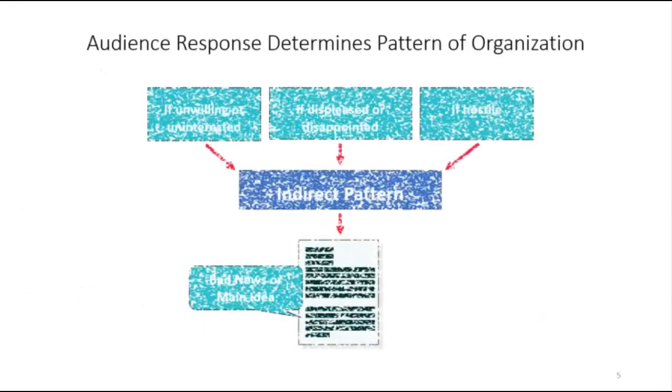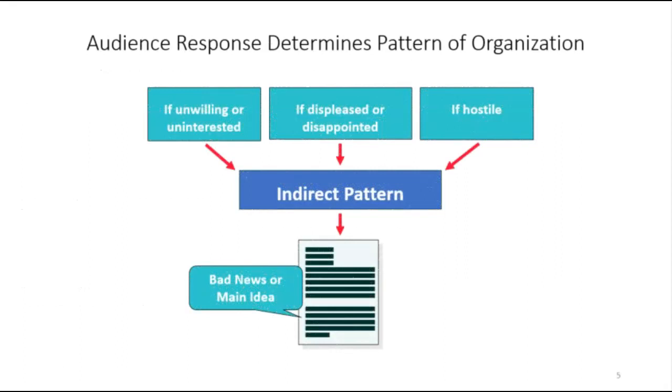But sometimes writers have to take an indirect pattern approach. An indirect pattern announces the good news at the end of the letter instead of at the beginning. And the reason for this is because the writer wants the reader to be receptive to the information being offered. An indirect approach should be used anytime an audience is unwilling or uninterested, displeased or disappointed, or even hostile about the outcome of the situation.